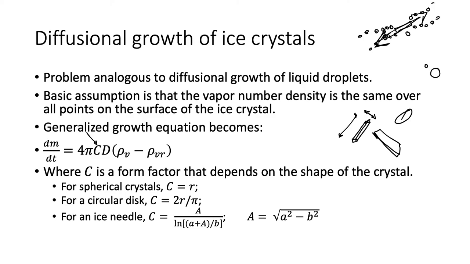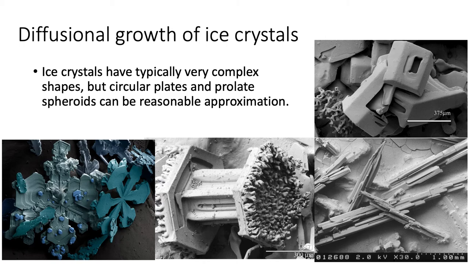So what do these ice crystals look like? Well, these are images obtained with an electron microscope. And these show some types of ice crystals that have formed at different temperatures.